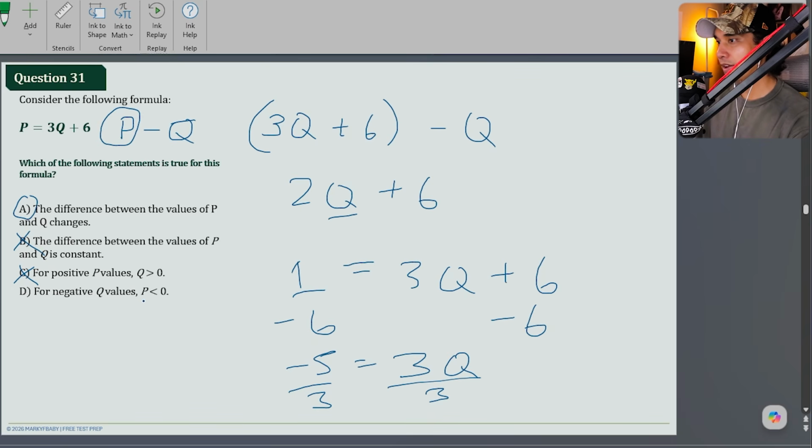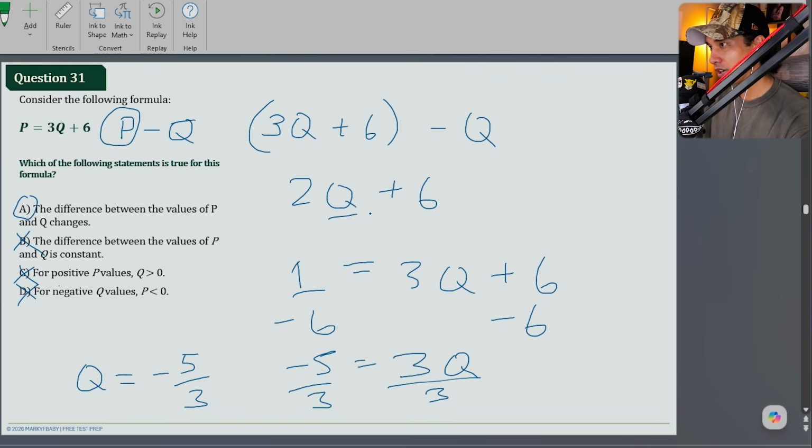For negative Q values, P is less than 0. This is just the opposite. For negative Q values, we have Q equaling negative 5 over 3. Negative Q values, right? Well, do we have a P value less than 0? No, we don't. So this was just the opposite. D is incorrect. So that makes A the right answer choice. This one, guys, this one's a hard one. This one messes with my brain because sometimes I don't understand this 2Q plus 6 part.